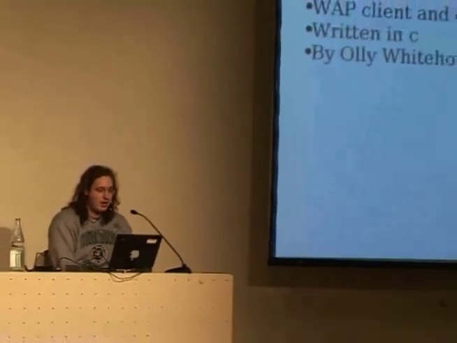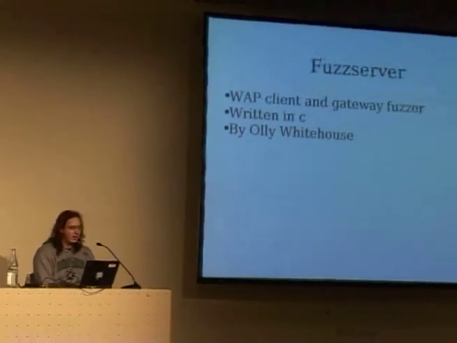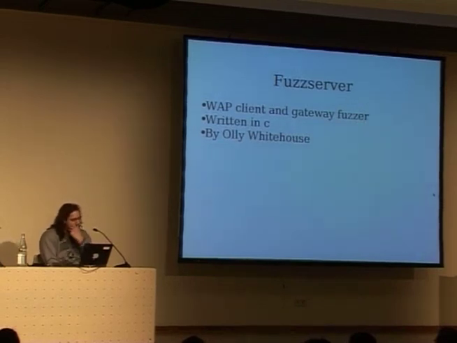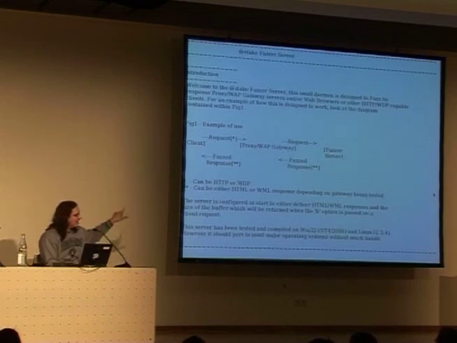I don't know. Right. So the next tool is Fuzz Server, which is written by another guy from @stake or Symantec, and is basically a web client or a gateway fuzzer. It's also written in C. It's open source. I think it's made for Windows, but it might also work on Linux. This is because it's got cool ASCII art in there explaining how it works. You've got your web client and your web proxy and your fuzz server, so you send a request. And basically what a fuzz server does is very trivial HTTP or WDP fuzzing.